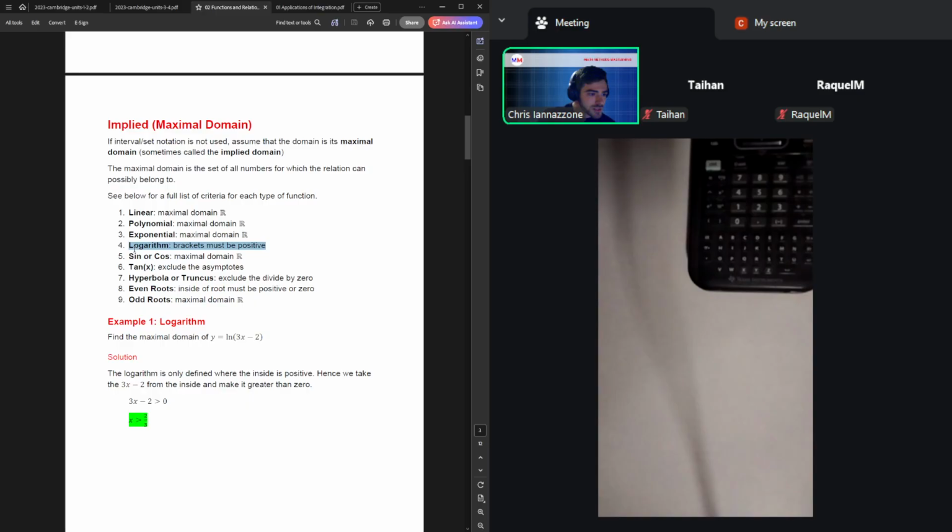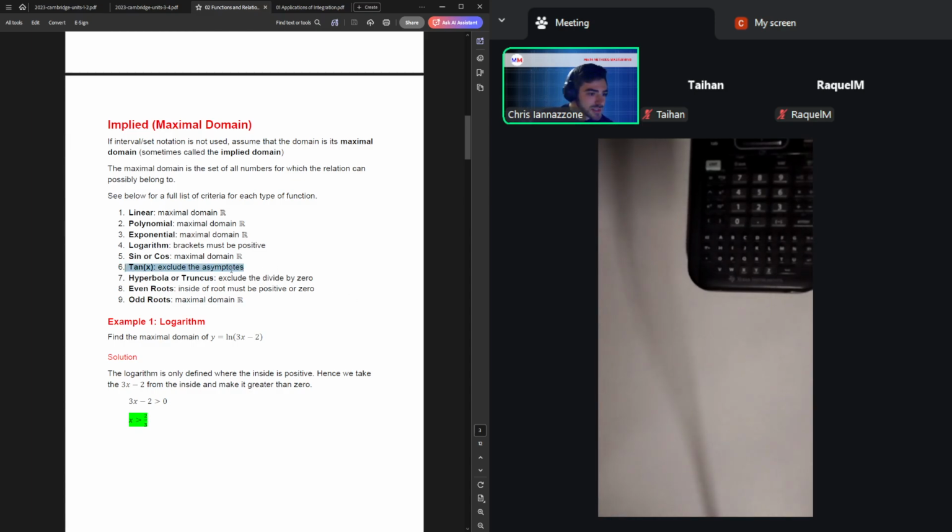Like, for instance, the logarithm, right? The logarithm is such a function where the brackets, the inside of the logarithm, must be greater than 0 at all times. The logarithm ever having a 0 or negative number in the brackets is considered invalid because it would either be undefined or would have a non-real result.